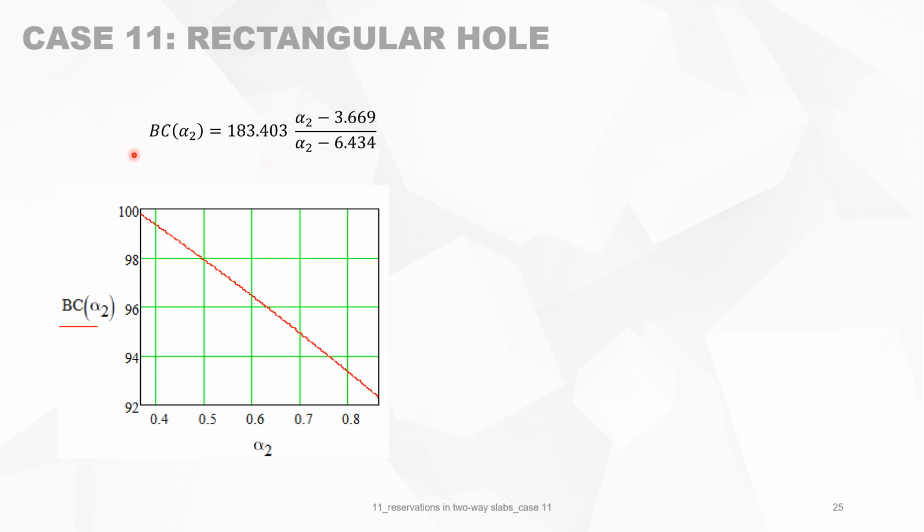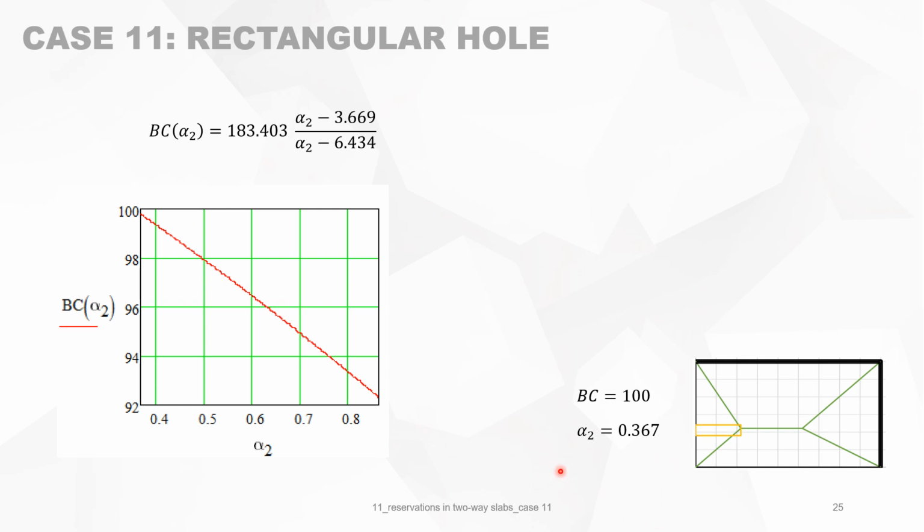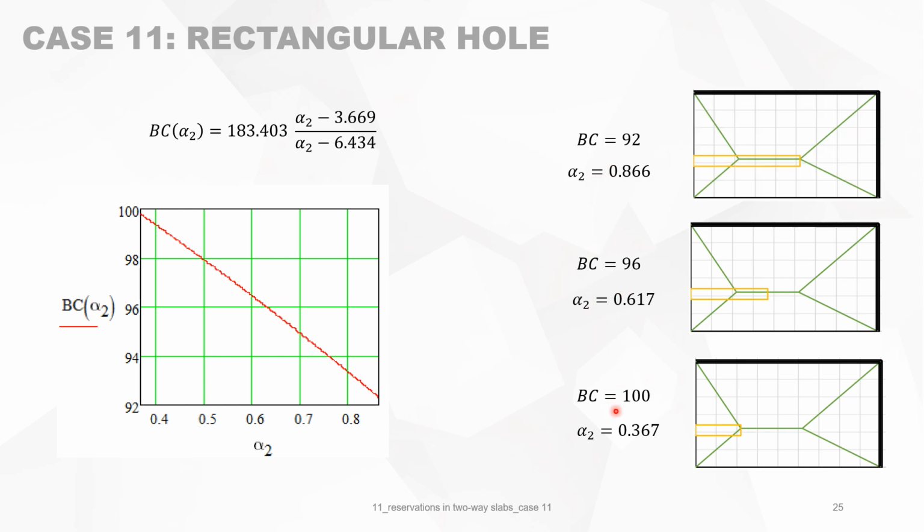We can now calculate the bearing capacity in function of alpha 2. This gives you this formula, and you can put it into a graph. X-axis is alpha 2, and the bearing capacity is the y-axis. You see, it's almost linear. And for the different cases, we see immediately that it's always below 100%. So it means that if you make a small hole like that, small reservation like that, you always lose bearing capacity unless you do not cut the yield line. So if you do not cut the yield line, you keep the bearing capacity. But by cutting the yield line, you lose bearing capacity.